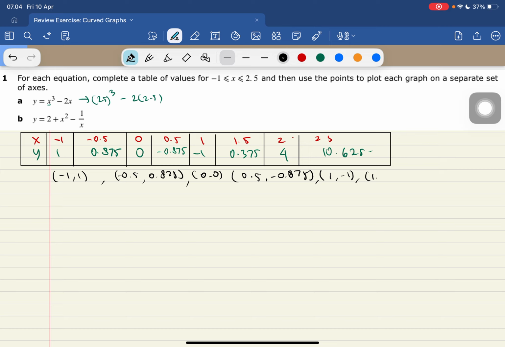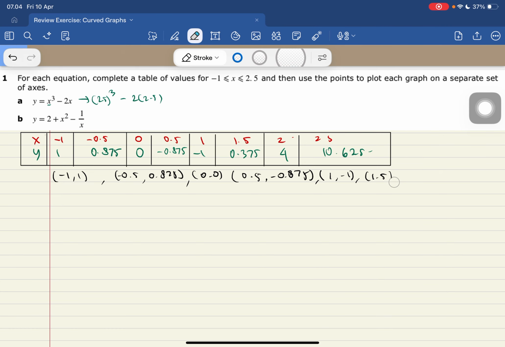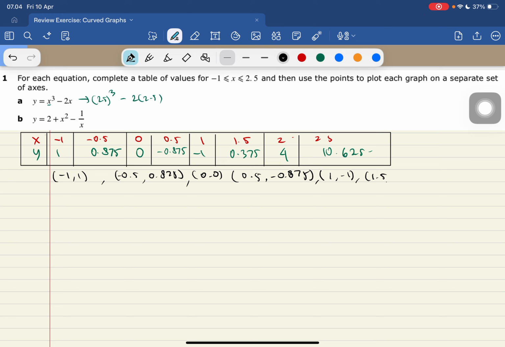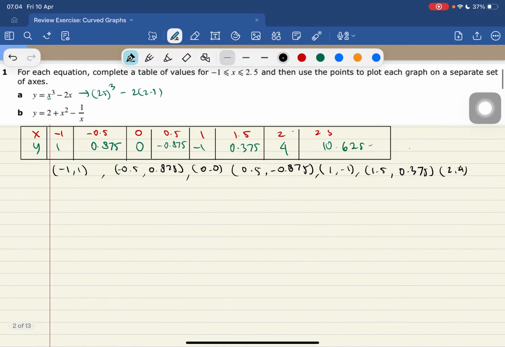Next point, 1.5, 0.375. Then 2, 4. And the last point, let me write it here: 2.5 and 10.625. We got all these points. To draw it, you just need to plot all the points into the graph.